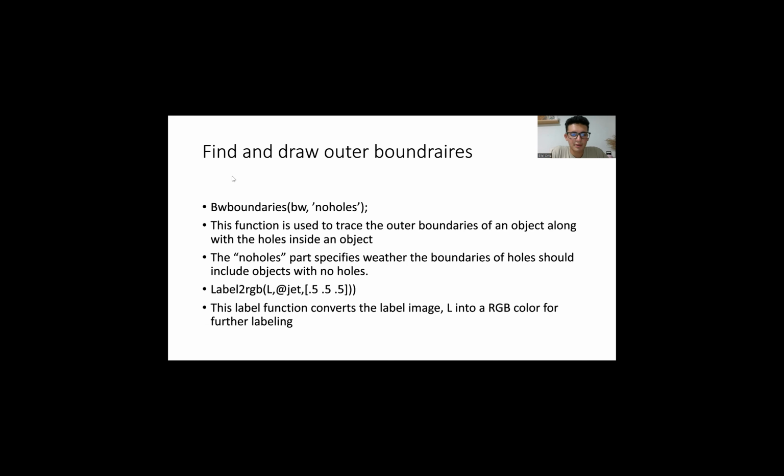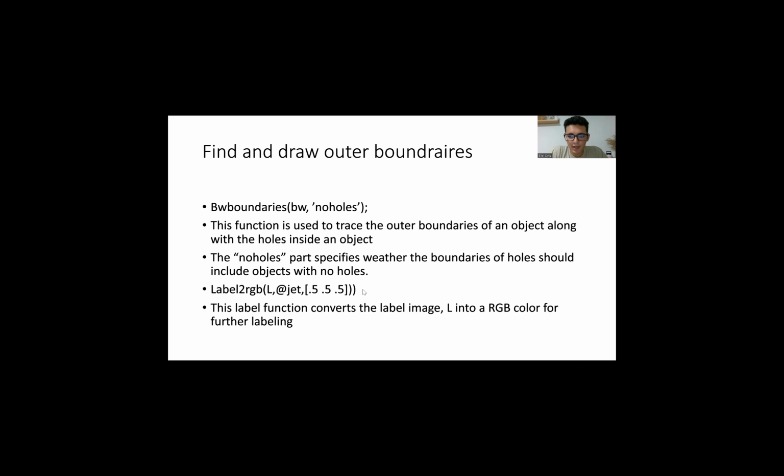Okay. Next is bwboundaries, and this is basically just defining the outer boundaries of an object. The noholes is a part of the function where we specify whether or not, say, we have a donut, and do we want to find the radius of that? We also want to analyze the circle inside of the circle, but we said noholes, so therefore it's just going to ignore the inside part.